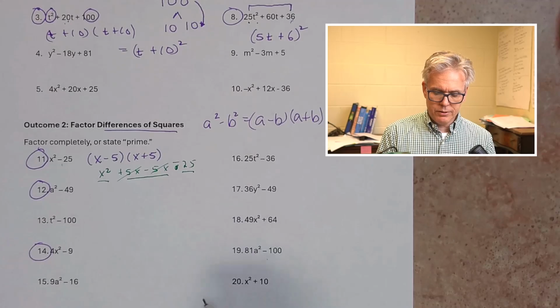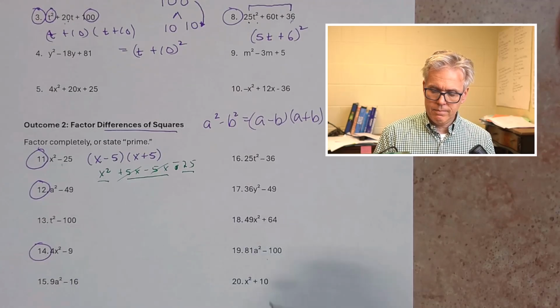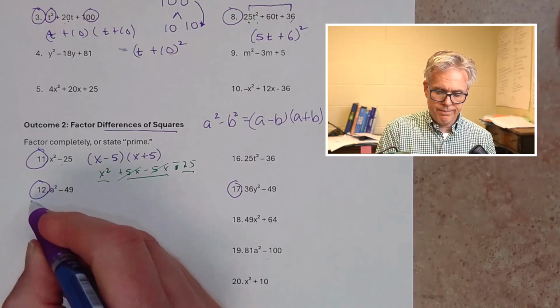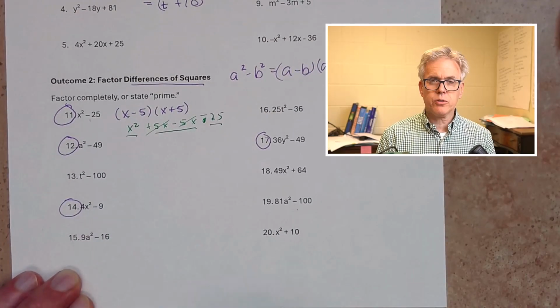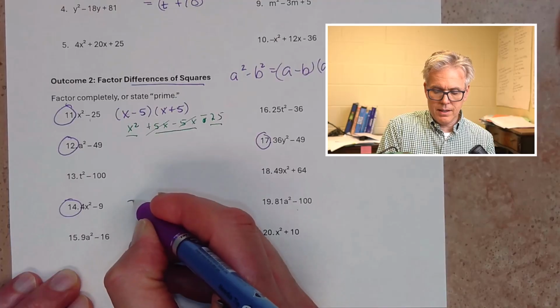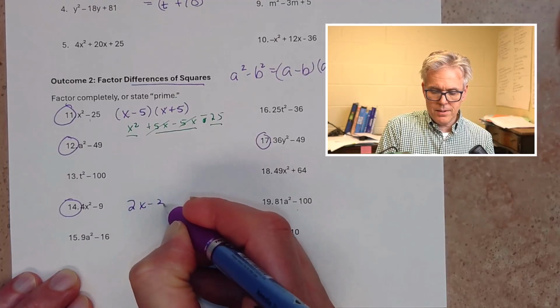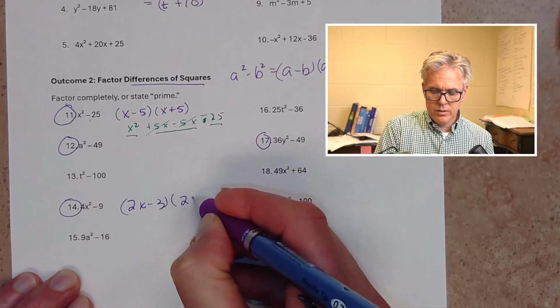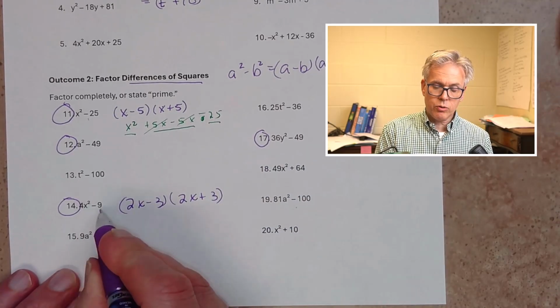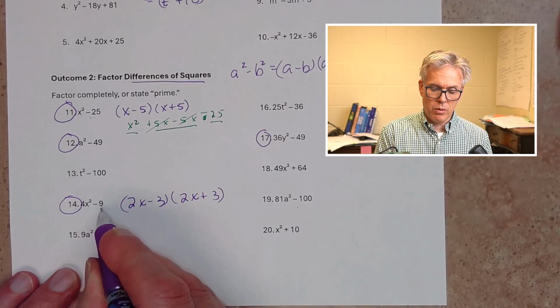Let's not do 12. Let's do a little harder than that. How about number 17? So I'll come down here to 14 first. The 4x squared minus 9. So we should recognize these are both perfect squares. So this is going to be 2x minus 3, 2x plus 3. We're just taking the square roots of each of these. Square root of 4 is 2. Square root of 9 is 3.